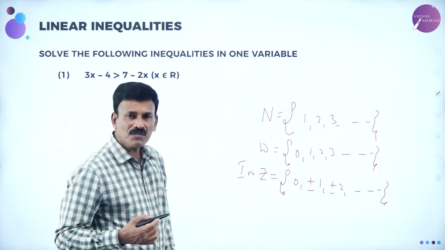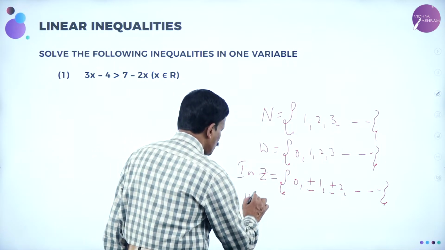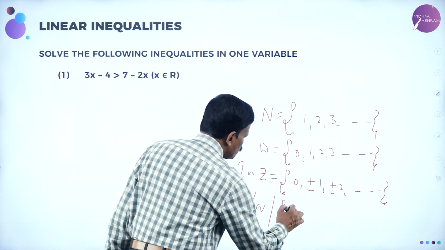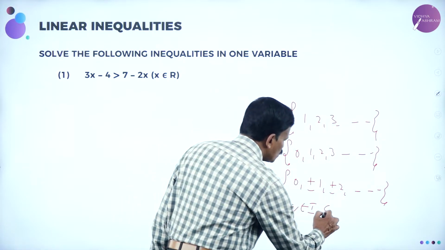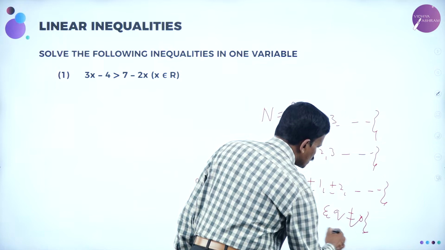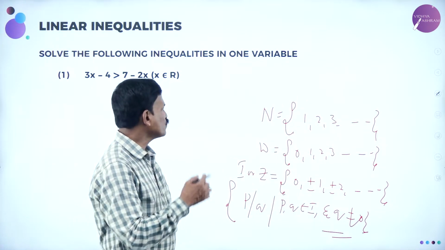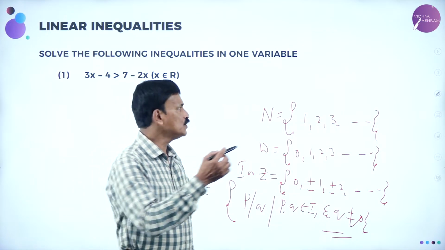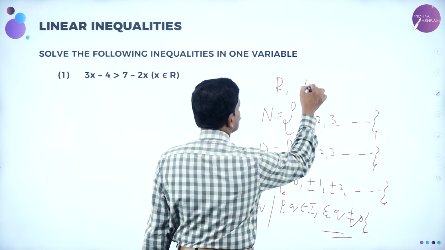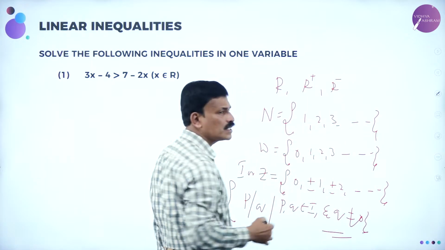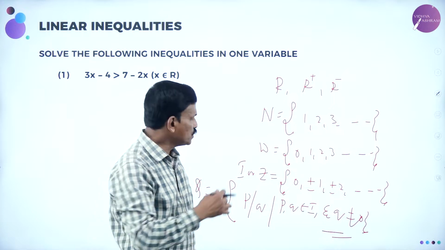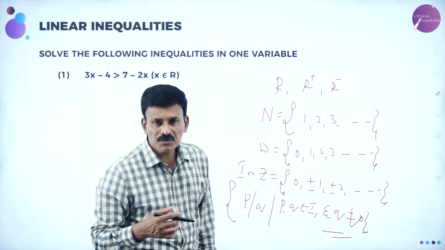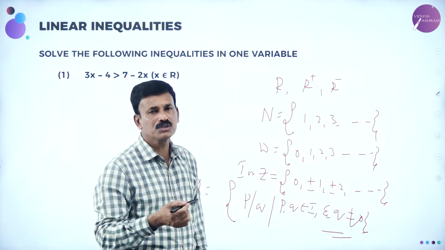And the set of rational numbers is denoted as Q. Q is equal to p by q such that p and q belong to integers and q is not equal to 0. That is the set of natural numbers, set of whole numbers, set of integers and set of rational numbers. And you know the set of real numbers is R. R plus is the set of all positive real numbers. R minus is the set of all negative real numbers. So these are a few representations of the sets of numbers. We have studied this in our previous classes. Now based on this, let us come to the problems.